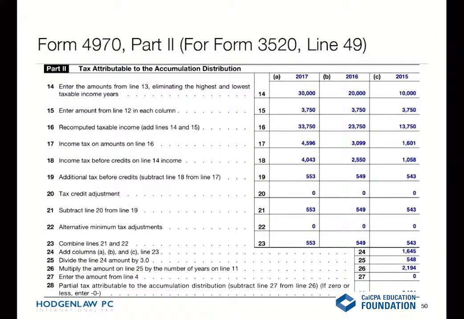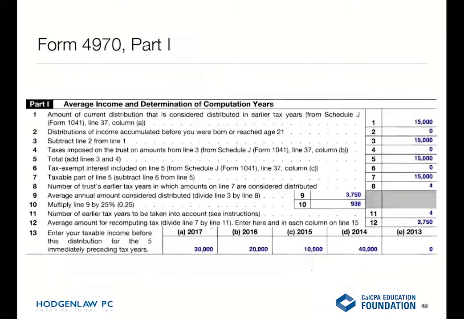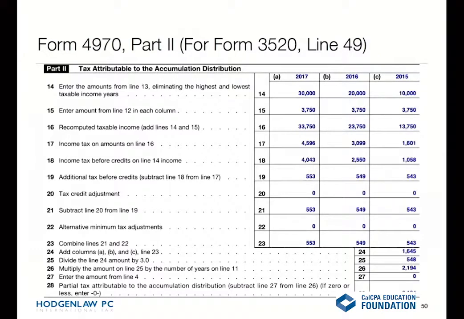Just kidding. All right, so carrying on to part 2 of the 4970, we're going to have 3 columns here. And what you do is you take away the highest taxable income year and the lowest taxable income year. So you take the amount from 13 and you take the years with the 3 highest amounts. So just flipping back to the prior slide for a second, that means that we can take out 2014 and 2013 because 2014 and 13 are the highest and lowest numbers. So going back there, we have 2017, 16, and 15. We have 30, 20, and 10.